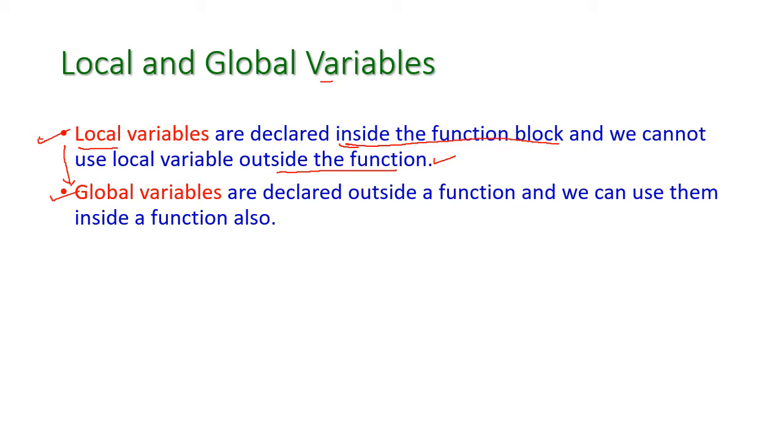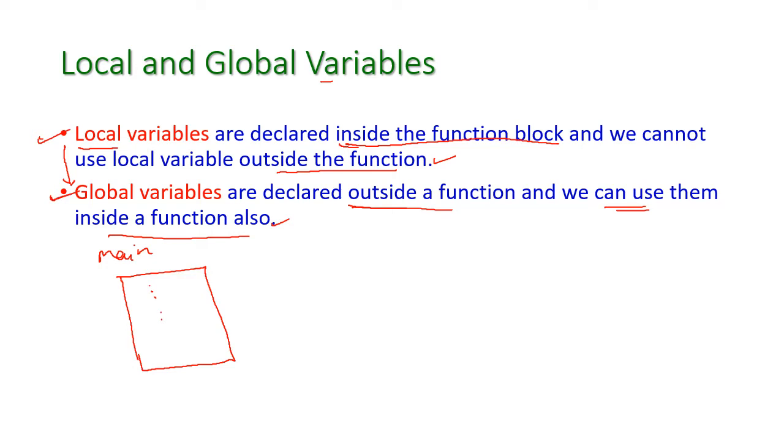That is, the global variables are declared outside the function and we can use the global variable inside the function block also. For example, this is our main program. The variables which are declared in the main program are called simply global variables.